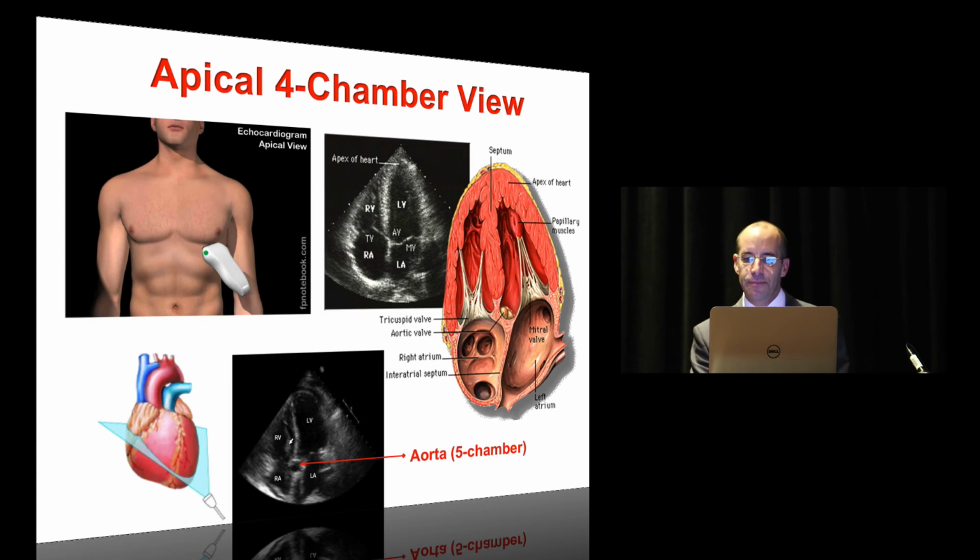Then you have to look apically, which is sliding just under the nipple line. Easy to do as well in pregnancy. You may have to get the patient to tilt a little bit over to the left. And you can see apical 4 and 5 chambers. So you can actually see the aorta in this view, and you can actually do flow velocities. You can actually determine cardiac output when you combine that with your LVOT measurements.